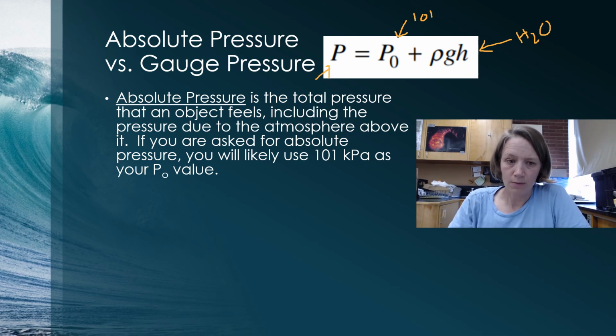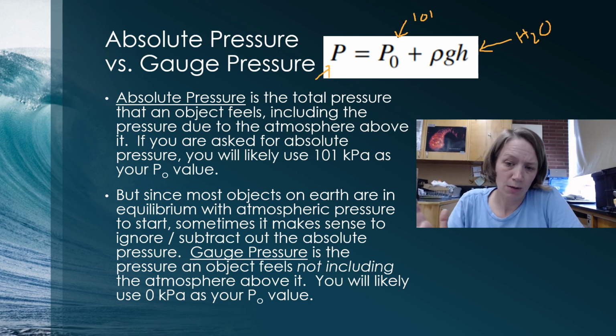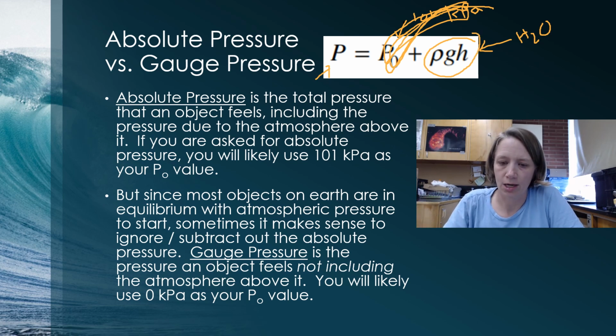Some problems, however, ask for a different kind of pressure. Since most objects on Earth have this 101 kilopascals of atmosphere pushing on us, sometimes it's just annoying to have to add 101 kPa to every single problem. And so they've made another term called gauge pressure, which is basically the same equation but ignoring the atmosphere. So if you're ever asked to find gauge pressure, don't worry about that 101 kPa. Just do the pressure due to the fluid without that extra kPa from the atmosphere.